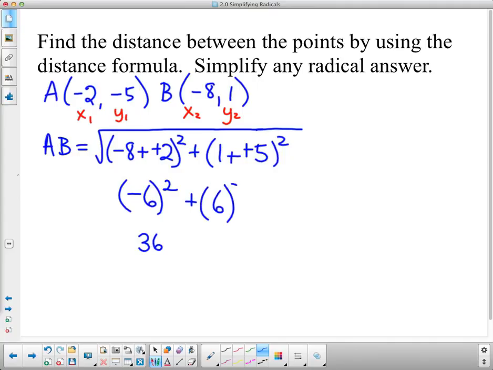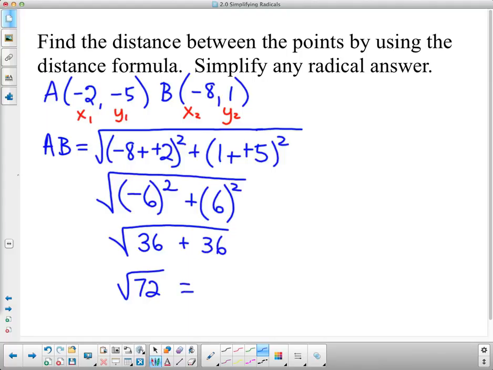And 6 squared is going to be another plus 36. Again, you get lazy and don't write the square root, and students then forget to give me the correct answer at the end. It's not 72, it's the square root of 72. What are we going to simplify that to be? Well, get your factoring done on 72.